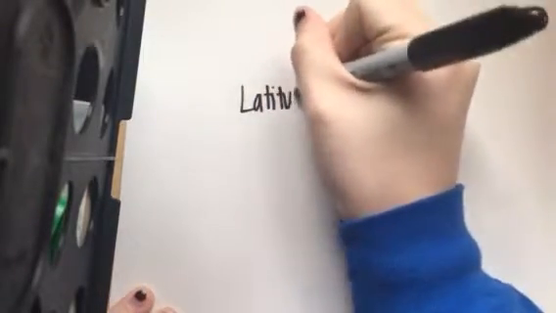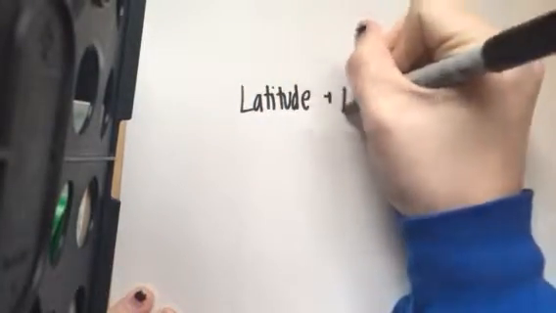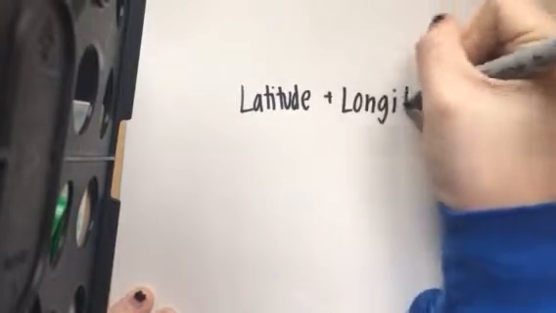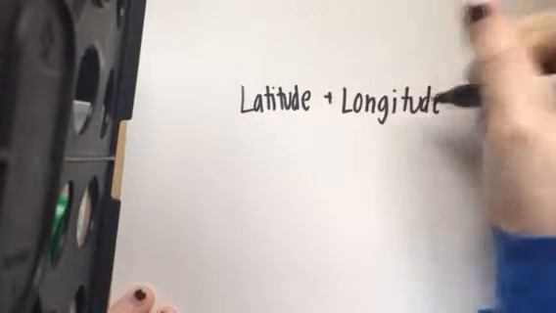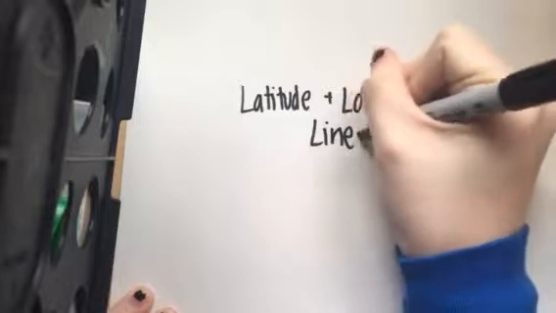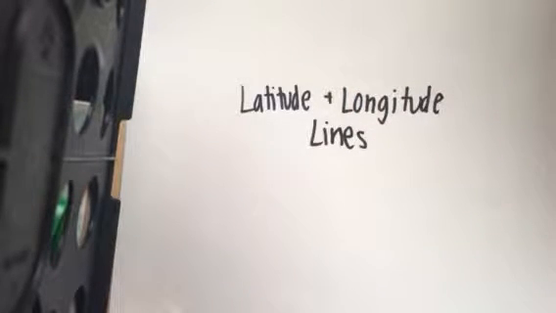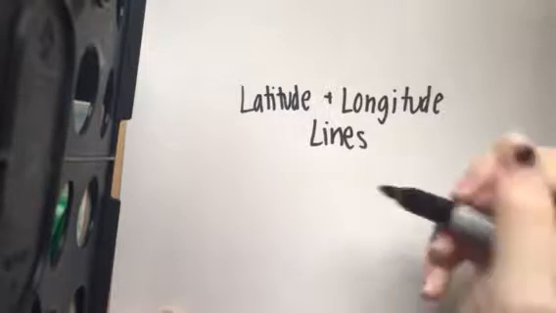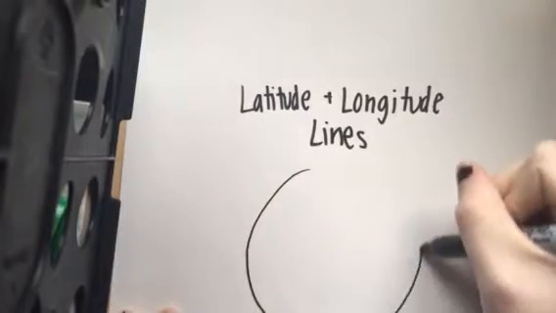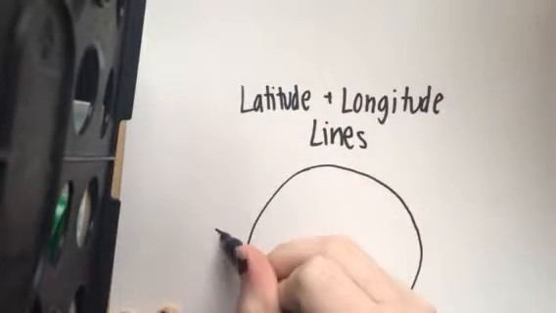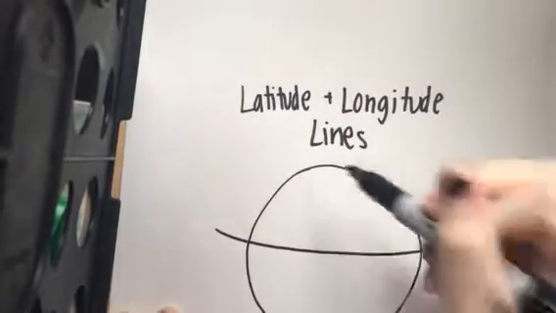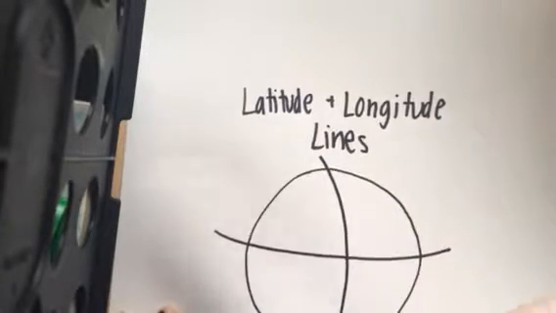Today, we're going to learn about latitude and longitude lines. Latitude and longitude lines help us describe the location of an object on the Earth. These are imaginary lines that circle the Earth from west to east and north to south.